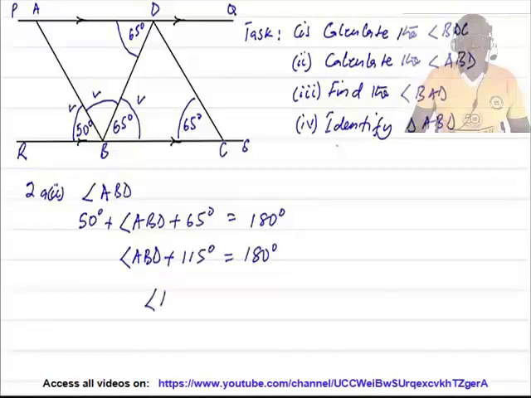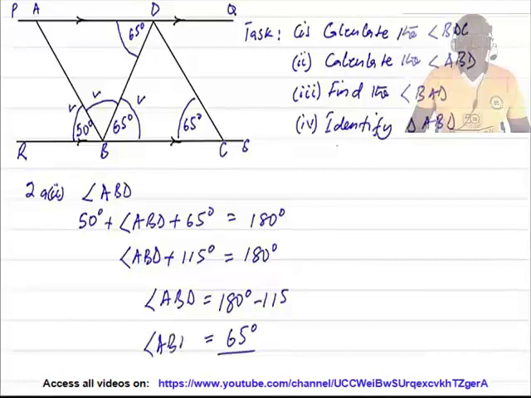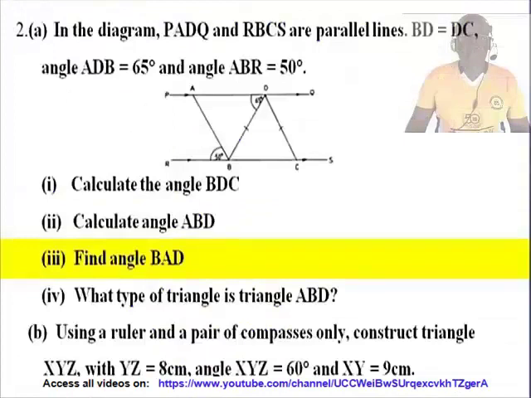Therefore, angle ABD equals 180 degrees minus 115 degrees, which equals 65 degrees. So, angle ABD equals 65 degrees.